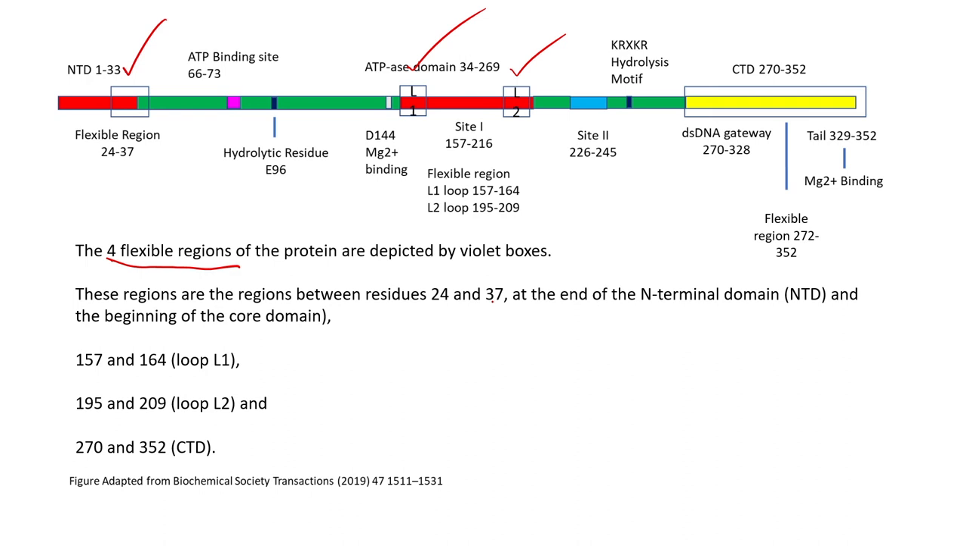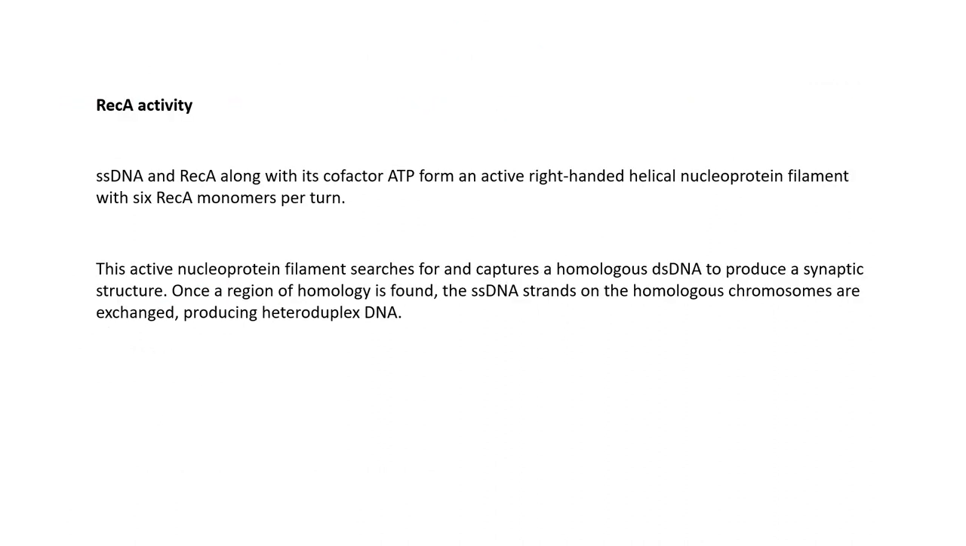Then the next flexible region is L1, between amino acid residues 157 and 164. The third one is the L2 or loop 2, and this lies between 195 and 209 amino acid residues. The last one is the CTD, which lies between 270 and 352 amino acid residues.